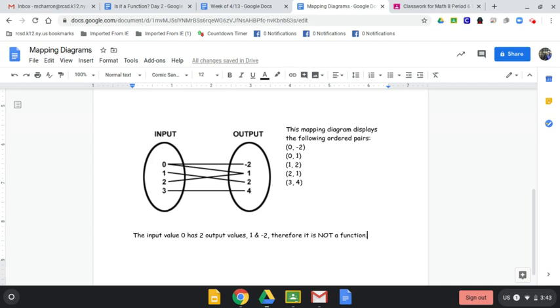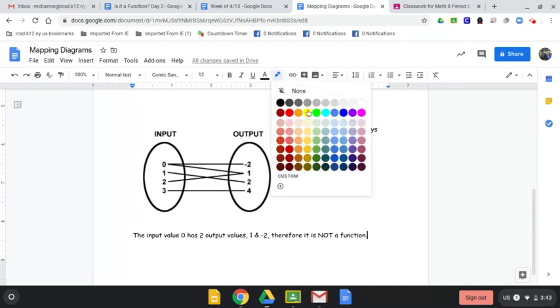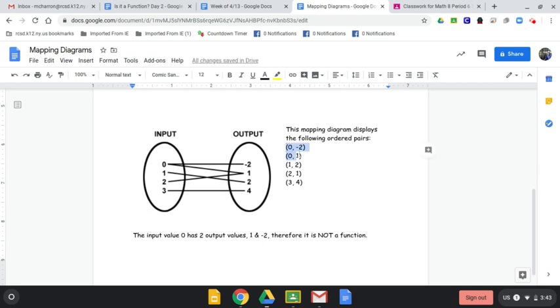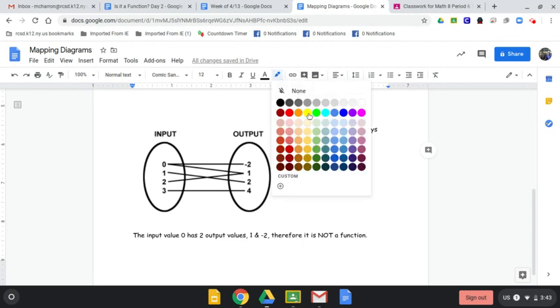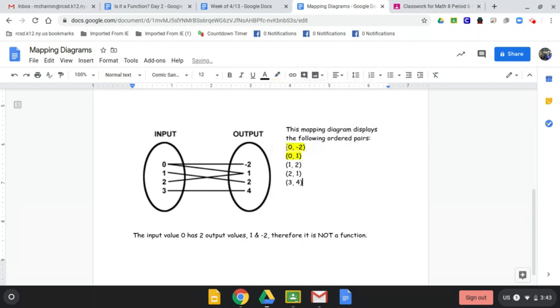So now again, I'm looking to see, do any of my input values have more than one output value? Well, it does. If I look carefully right here, I have an input value of 0 twice. There we go. My 0 repeats. When I input a 0, not only do I get a -2, but I also get a 1. Therefore, this mapping diagram is not a function. The input value 0 has two output values, 1 and -2. Therefore, it is not a function.